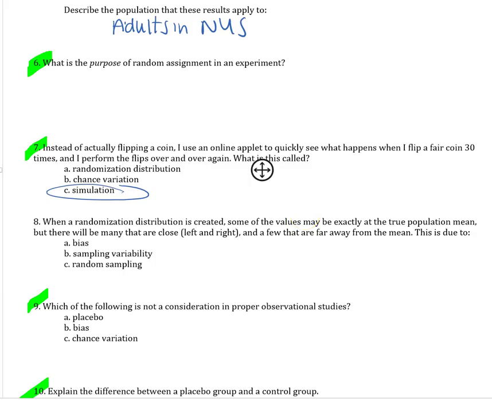Okay, and we're back. When a randomization distribution is created, some of the values may be exactly at the true proportion mean, some to the left, some to the right. This is just called sampling variability. It's like when you guys randomly selected your 10 baseball players from our population of 200. Not every single one of you got the same baseball players. So that's called sampling variability.